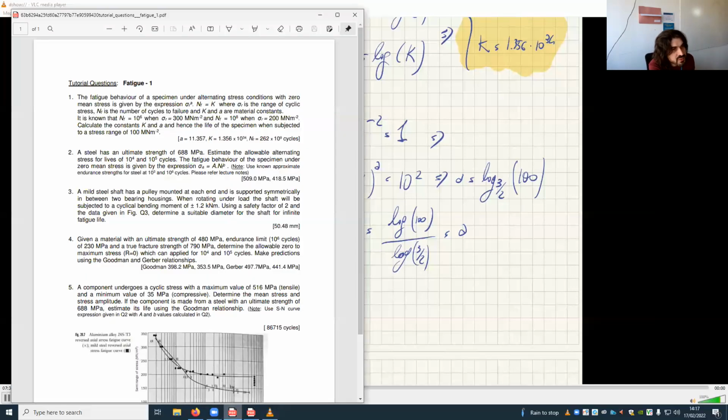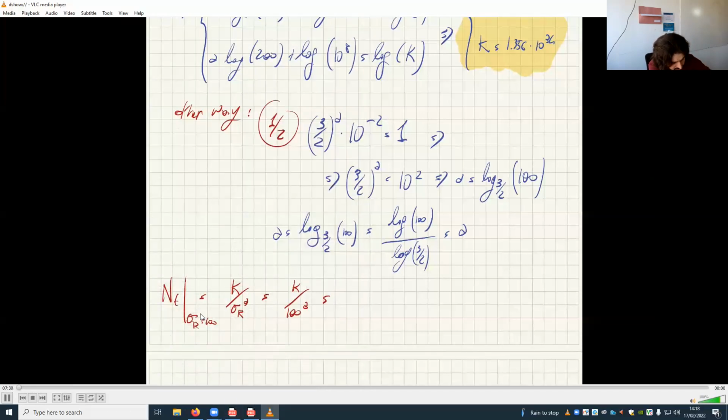Let me check the solution. That should be 262 times 10 to the power of 9 cycles, which is a lot of cycles. Yeah, this is what we wanted. Done. As you can see, it's very easy. Not very complicated at all. Everything is just to understand what's going on and what are the quantities that you are looking at.